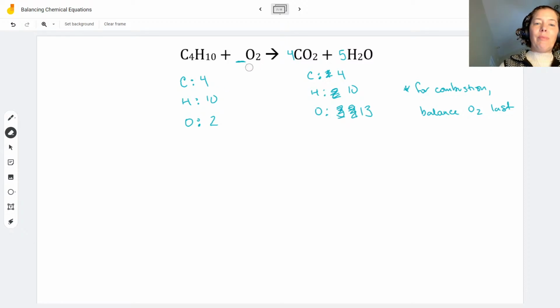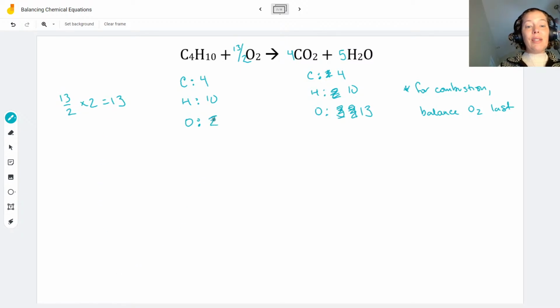Well, here, let me erase this so I can write it clearly. I can put 13 halves, because 13 over 2 times 2 gives me 13. So this does give me 13 oxygen atoms, which gives me a balanced chemical equation. Now, there are a couple of problems with this, and it really depends on your professor or your teacher. We're not going to ever have half of an oxygen atom. Oxygen atoms only come in whole numbers. It's just like people. You're never going to have half of a person. You're going to have either a whole person there or you're not going to have a person there.